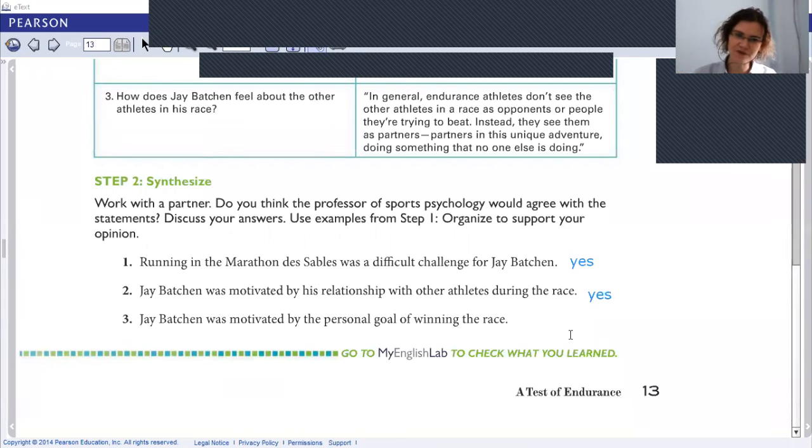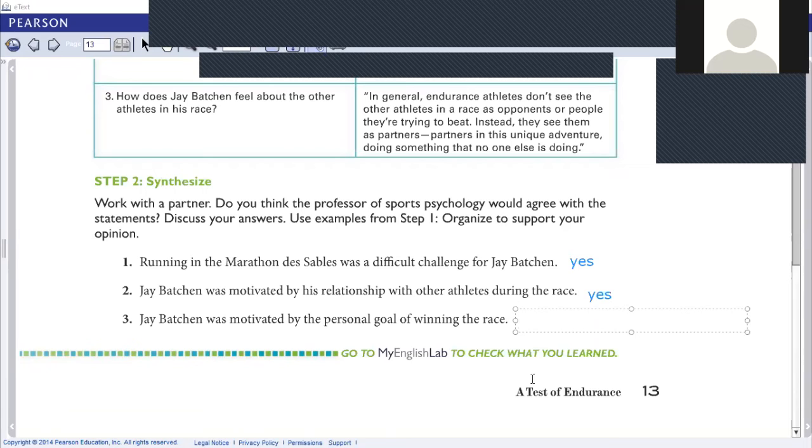Okay, last one. Jay Bashan was motivated by the personal goal of winning the race. Do you think that the professor would agree with that? Yes or no? Yes. And why would that be? Motivated to win. Yeah, he was very motivated to finish the race, and you know. Okay. Thank you for answering.